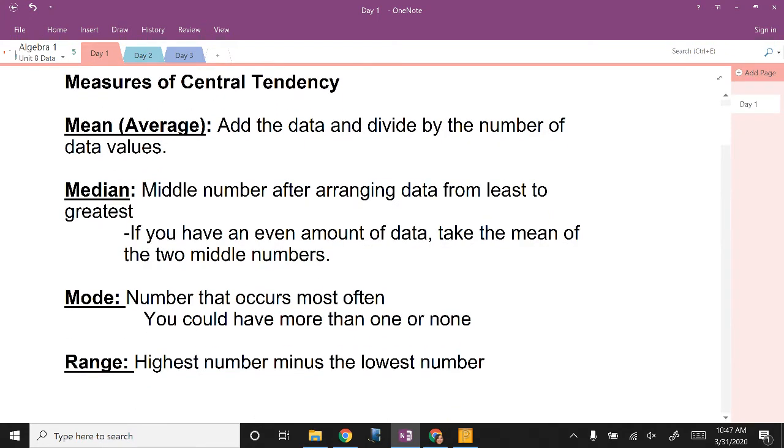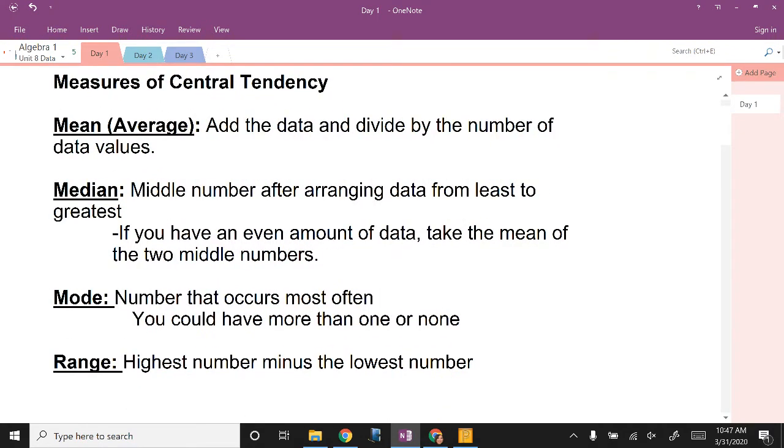The mode is the number that you see most often in your data. There can be more than one mode, or there could be no mode. So the mode is the one you see the most often. And the range is going to be your highest number minus your lowest number. So it's the difference between the highest number in your data and the lowest number in your data.